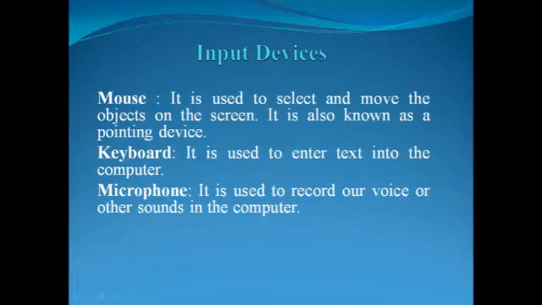Mouse. It is used to select and move the objects on the screen, which is also known as a pointing device. Keyboard. It is used to enter text into the computer system. Microphone, which is used to record our voice or other sounds in the computer system.